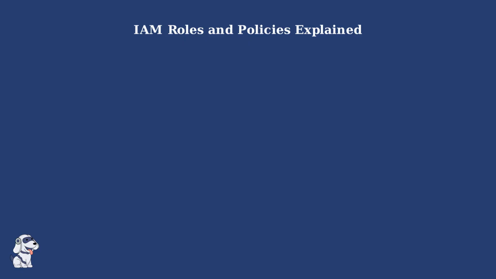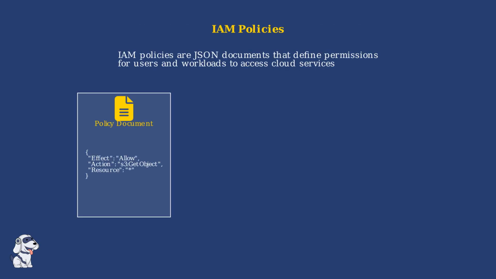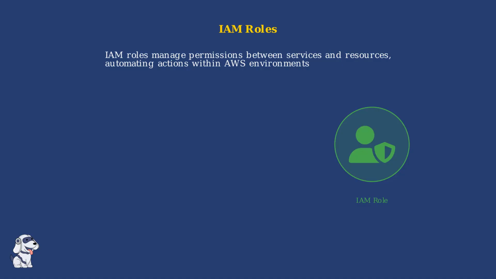IAM roles and policies are fundamental components that work together to control access to AWS resources. Understanding their relationship is crucial for implementing effective security controls. IAM policies are JSON documents that define permissions, specifying exactly what actions users and workloads can perform on AWS resources. They act as the rulebook for access control. IAM roles, on the other hand, manage permissions between services and resources. They provide a secure way to grant permissions without embedding long-term credentials in your code.